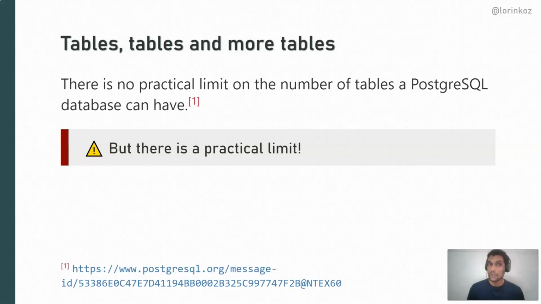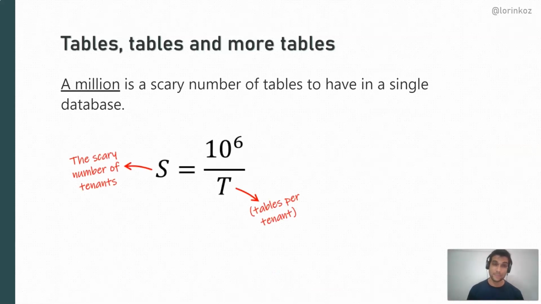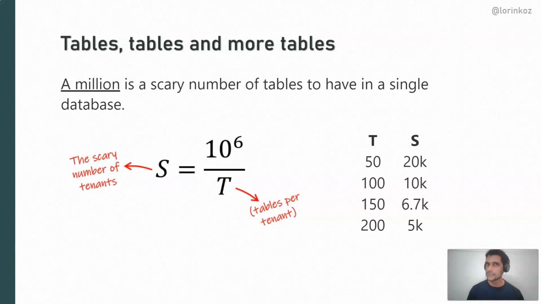Now, there is no telling when this is going to start happening, but based on the empirical notion that 1 million is a scary number of tables to have in a single database, let me give you this formula called the scary number of tenants, which is 1 million divided by the tables you have per tenant. Warning, I am not saying that 1 million is going to be the straw that will break the camel's back, but this could be very useful in calculating how many tenants you need to have in order to start worrying about these kinds of things. And please look here that you don't need a lot of tables per tenant in order to reach fairly fast the scary number of tenants.